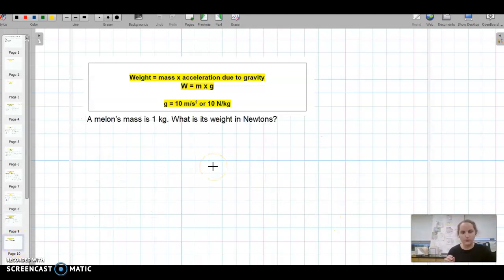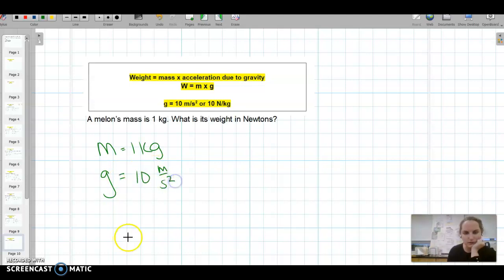Moving on to the next one, a melon's mass is 1 kilogram. What is its weight in newtons? Again, we have to start out with what we are given. So what was the mass that we were given? 1 kilogram. And what was the weight in newtons? Well, we have one other constant that we know, right? So what is that other constant? The acceleration due to gravity. Awesome. So it's 10 meters per second squared.